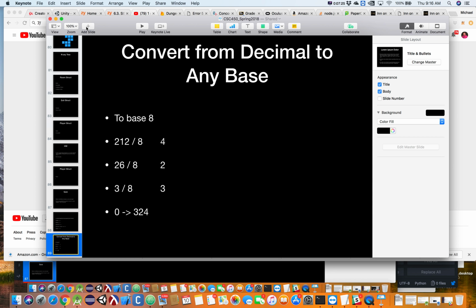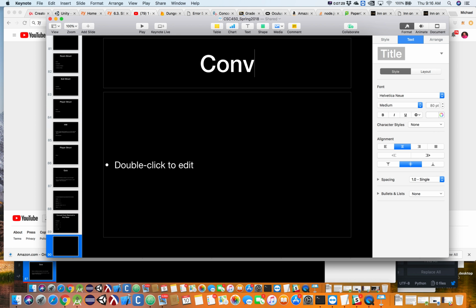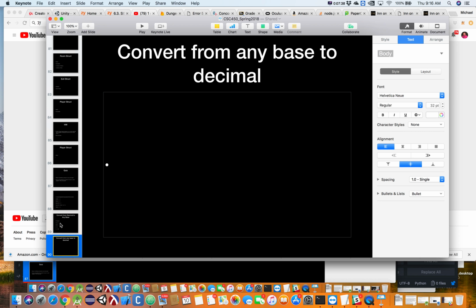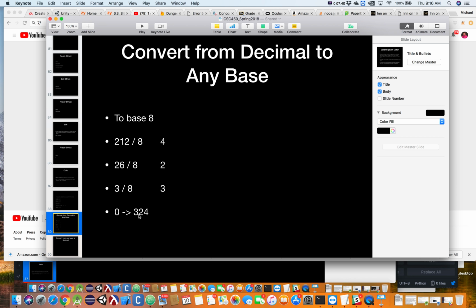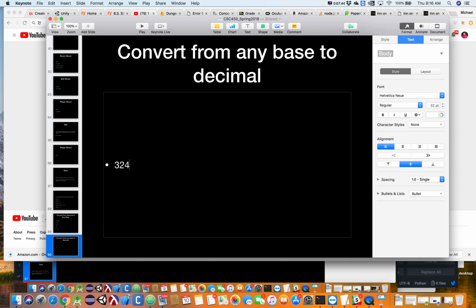Yep. All right. So then we have the pattern: convert from any base to decimal. All right, so let's take this same number. Let's do 324. So we're going to say 324 from octal, which is base 8, to decimal.